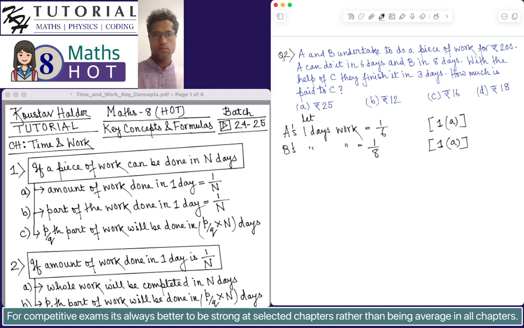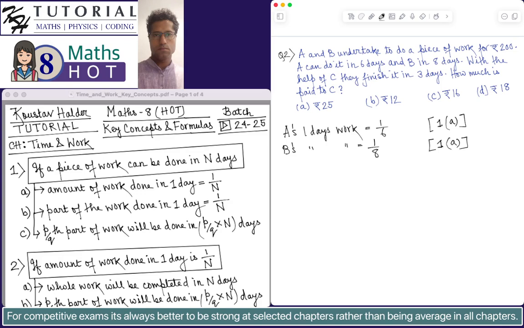No, we need not assume anything. We can straight away find. We have to first find the amount of work done in 1 day by C. Now we have these two. Now it is also given that with the help of C, they finished it in 3 days.